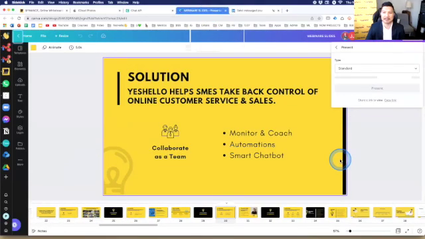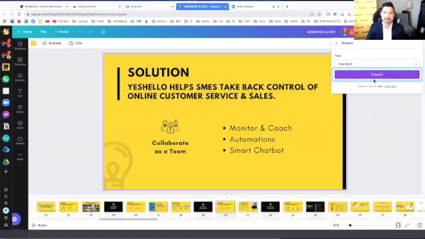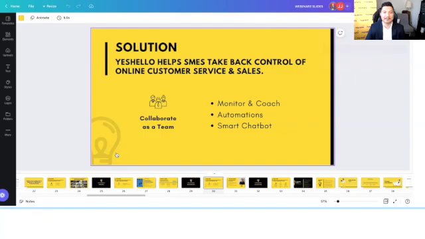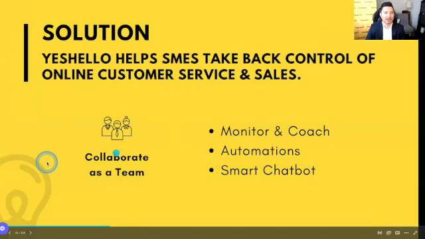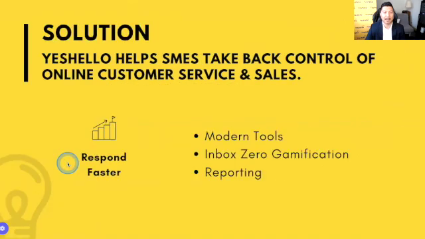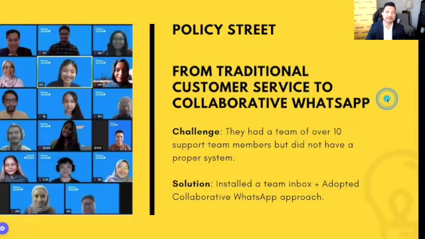So let's recap that second one. To recap, what we covered just now, how to respond faster, was to give modern tools to your team members, play a daily game, inbox zero gamification, and report on it. Acknowledge their work.